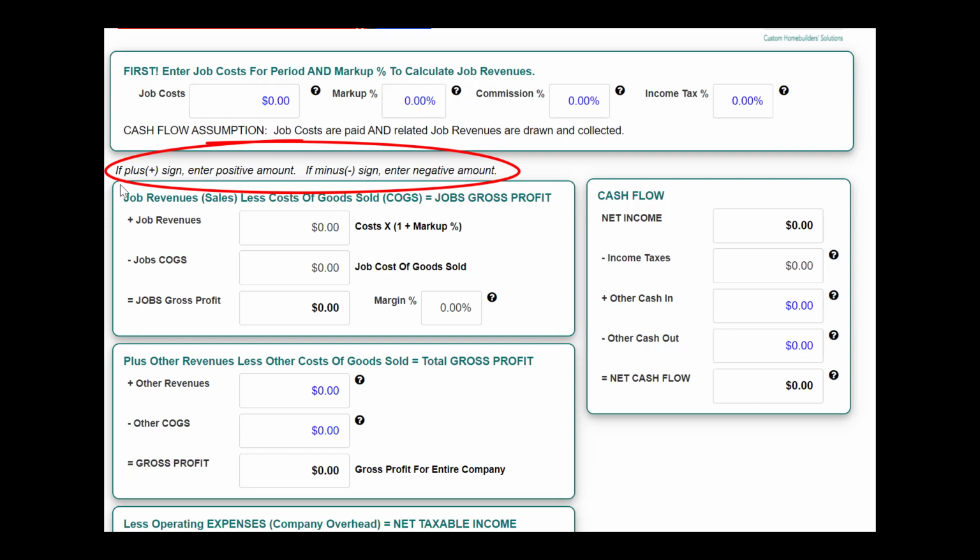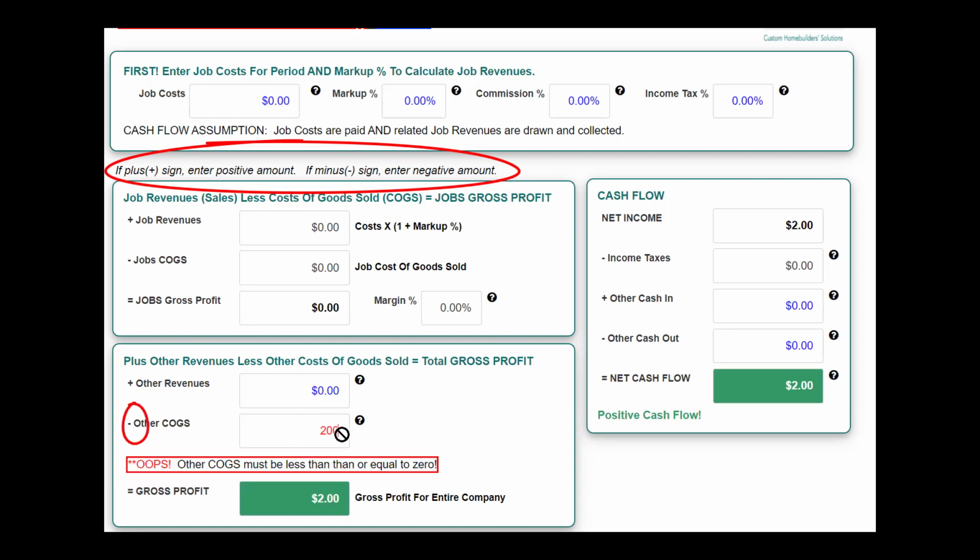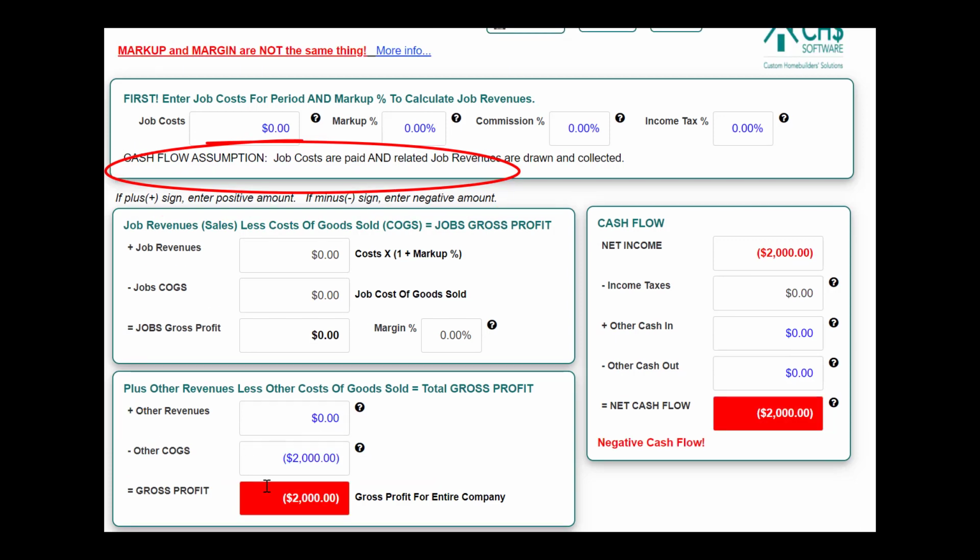The other thing, it says if there's a plus sign, see how there's a plus sign down here and a minus sign down here. If there's a plus sign, enter a positive amount. If a minus sign, enter a negative amount. Notice this minus sign here. If I just type in 2,000 as a positive number, you can see this thing coming up that says, oops, other cost of goods sold must be less than or equal to 0. So you right away can see that there's been a boo-boo. So if you change it to a negative amount like it should be, that notice will go away. Let's go ahead and set that back to 0.